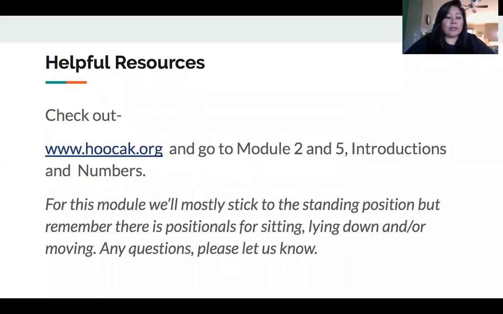Before we get started, if you want to go ahead, go to modules 2 and 5 on hochunk.org. It's just a review. So it's introductions and numbers. For this module, I'm just going to stick to the standing position because it's just easier that way. But just so you know, I will give you some examples using the sitting, though obviously standing, sitting, lying, or moving. All right. But let's get started here. Mostly we'll just stick with the standing position.